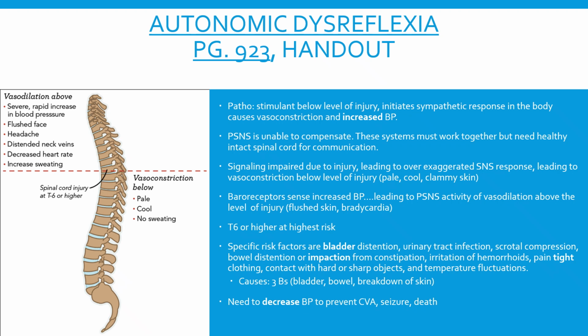Specific risk factors are bladder distension, urinary tract infection, scrotal compression, bowel distension or impaction from constipation, irritation of hemorrhoids, pain from too tight clothing, contact with hard or sharp objects, and temperature fluctuations. Causes, think of the 3 B's: bladder, bowel, and breakdown of skin. You need to decrease the blood pressure to prevent a cardiovascular accident, seizure, or death.